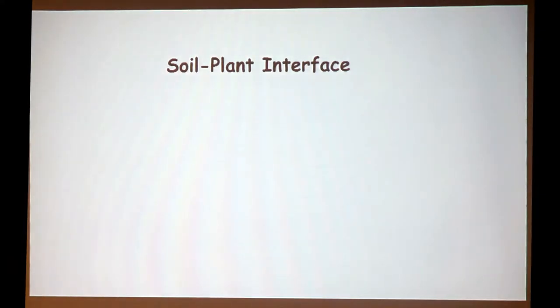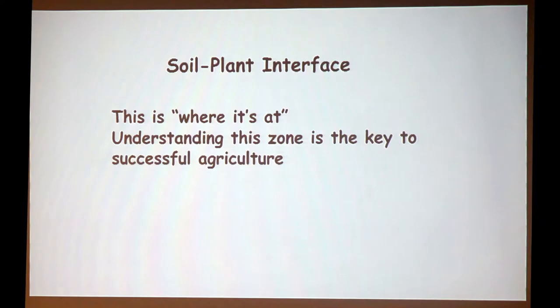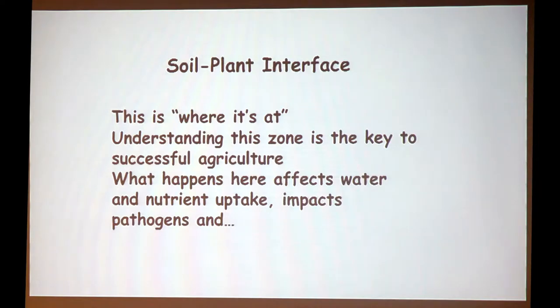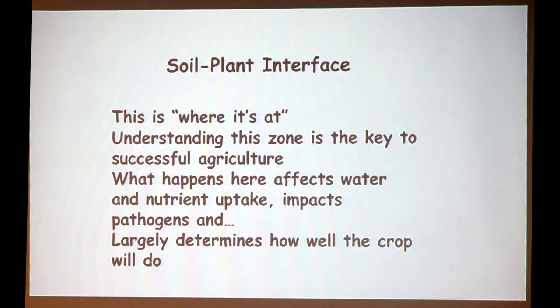Okay, what drives all this, or let's talk about the plant-soil interface, because this is where it's at. The interface of the root and the soil. It's actually an area now undergoing intense research in academic institutions and other places, because we're seeing more and more that this is an extraordinarily important area to look at. Understanding this zone, I'm convinced, is the key to successful agriculture. What happens here affects water uptake, nutrient uptake, susceptibility to root pathogens, disease problems, and largely determines how well the crop will do.